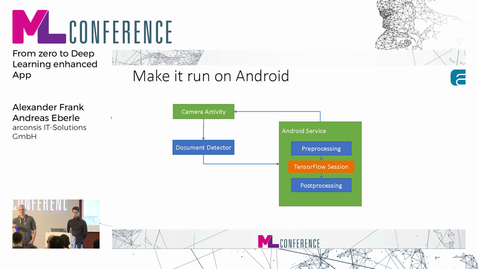If we then identified the document, we went on to send it to an Android service that was running in the background, where we can do pre-processing. That means extracting the letters, then classifying the letters, and after that bringing it all together and doing some kind of post-processing. Since we know what the document is, we can apply some domain knowledge to better the result that we got.